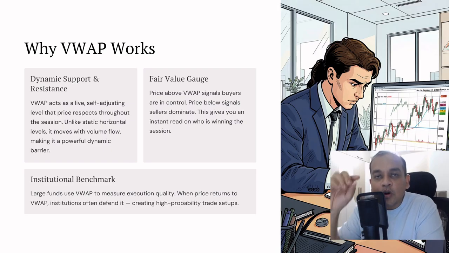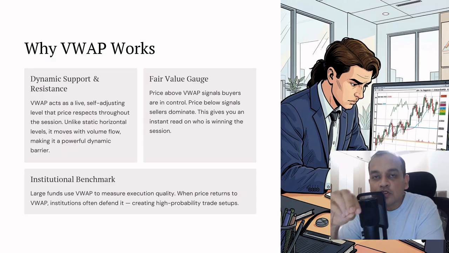Now, if the price is above the VWAP, it indicates a buy and the buyers are in control. If the price is below the VWAP, it indicates you are probably better off taking short positions. That's what happens.